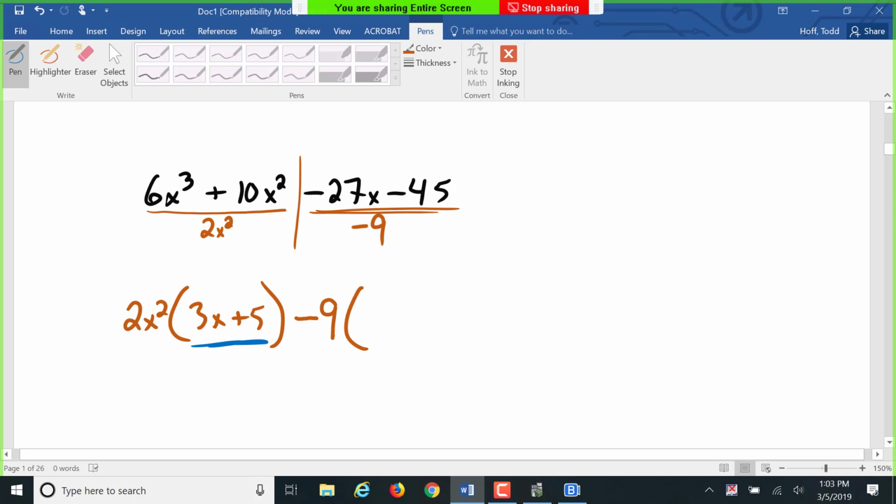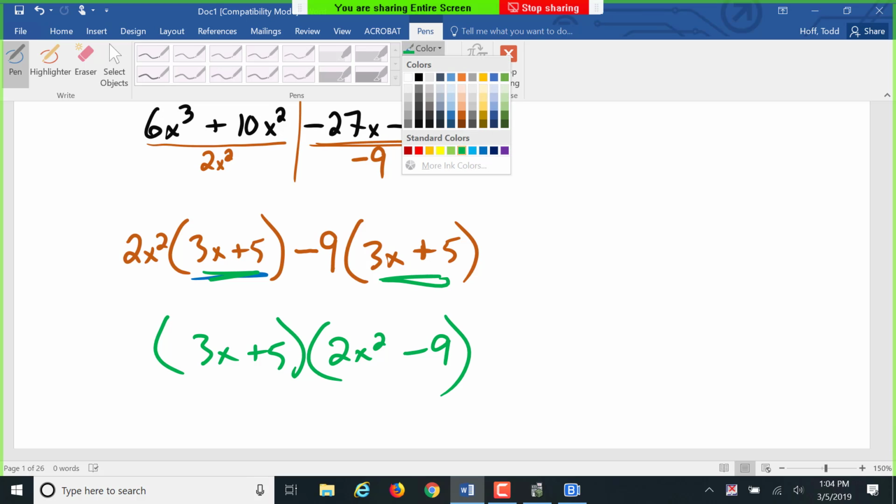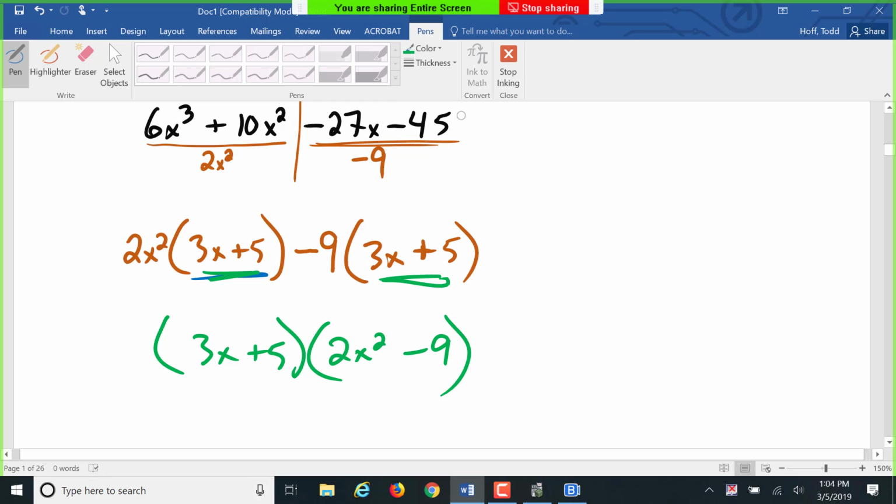So now negative 27x divided by negative 9, negative divided by negative is a positive. Negative 45 divided by negative 9, again, negative divided by negative is a positive 5. Now we have the same term left over in the parentheses, 3x plus 5. So what's that going to become? 3x plus 5 times 2x squared minus 9. Perfect. 3x plus 5 times 2x squared minus 9. Any questions?